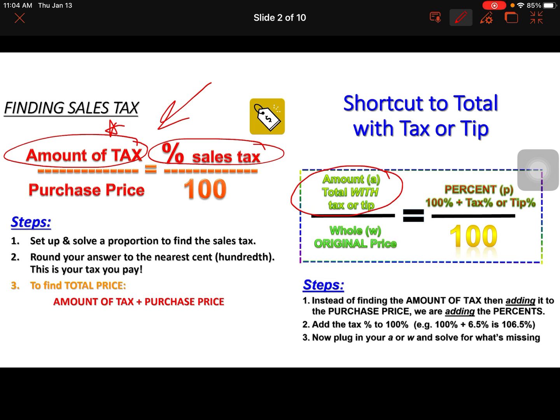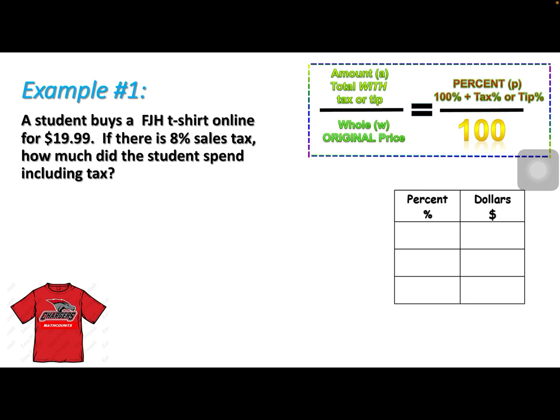And in order to do that, you are going to add 100% plus either the tax or the tip rate, and that will take you to the answer with that tax or tip included, because you have to pay 100% of the bill plus the additional tax. And so let's do an example like that.